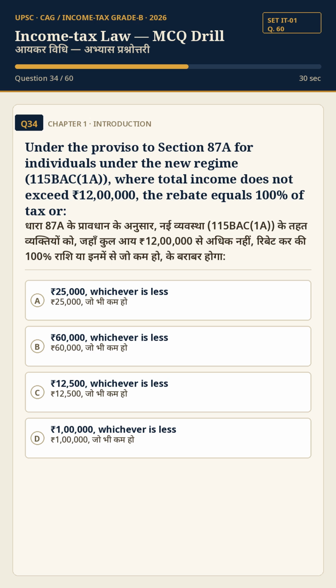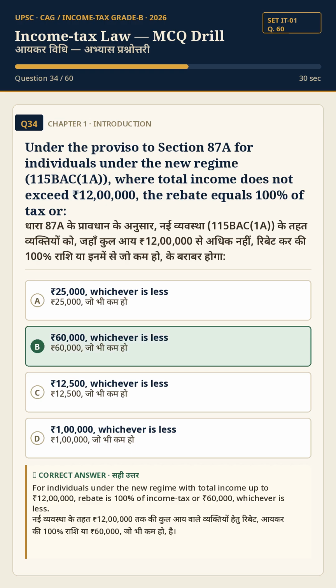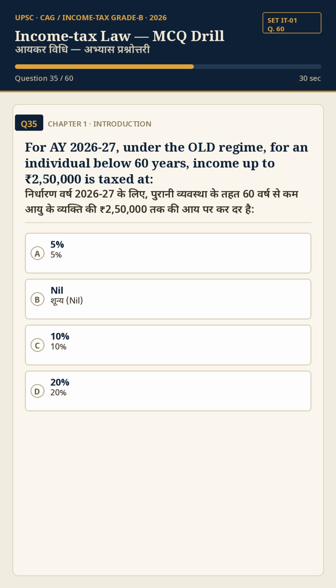Question 34. Under the proviso to Section 87A for individuals under the new regime 115BAC(1A), where total income does not exceed 12,00,000, the rebate equals 100% of tax, or option B, 60,000, whichever is less. The correct answer explanation: for individuals under the new regime with total income up to 12,00,000, rebate is 100% of income tax, or 60,000, whichever is less.